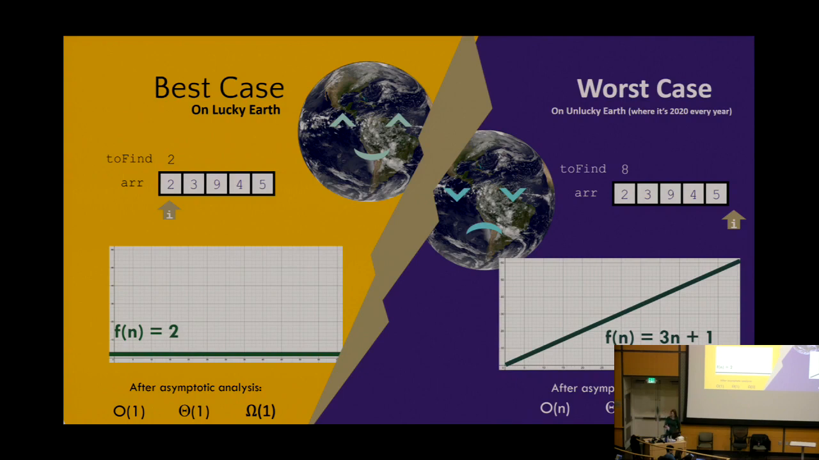So we get that nice little f of n equals 2. In our best case scenario, maybe that 2 is like, hey, is this the thing I'm looking for? Return yes, something like that.